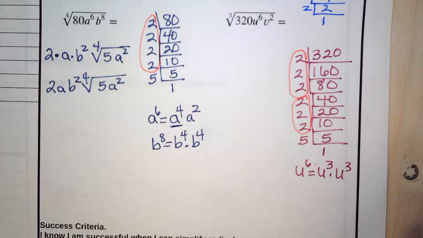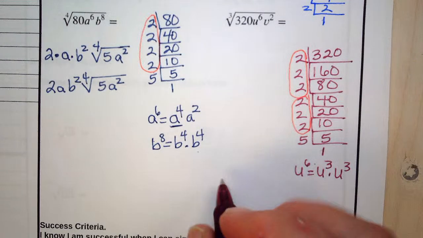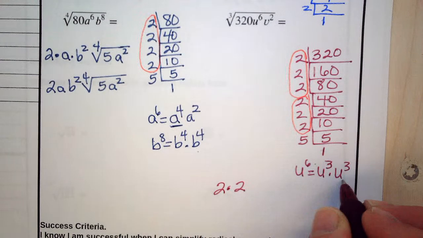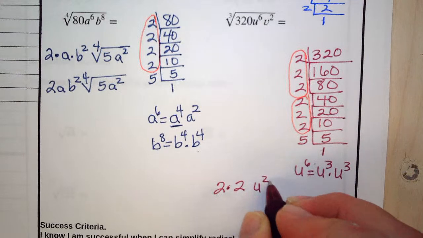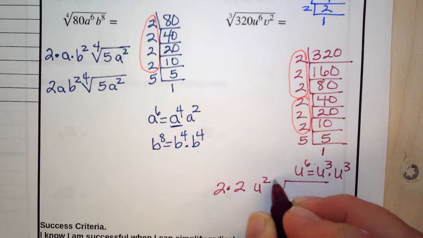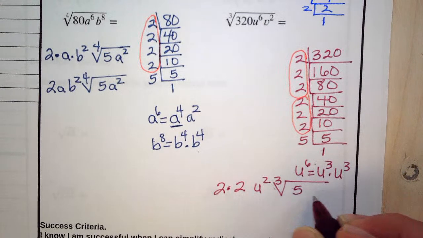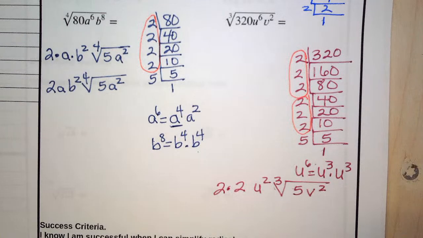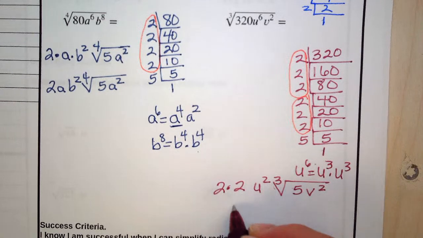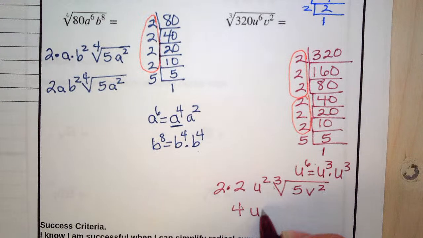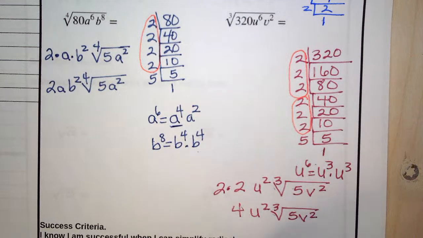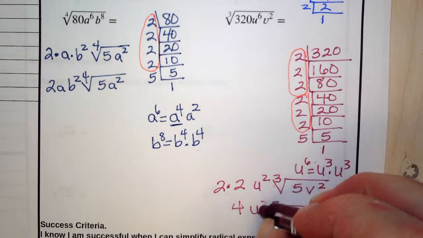So now putting it all together, I've got 2 times 2, and then I'll have U squared, then the 3rd root of 5V squared. 2 times 2 is 4. 4U squared. Then the cubed root of 5V squared. Got that a little bit close, didn't I?